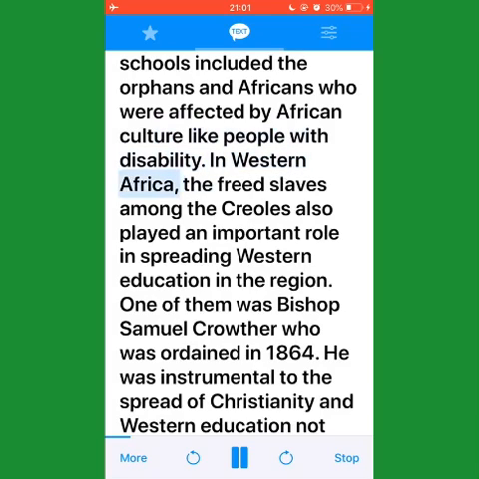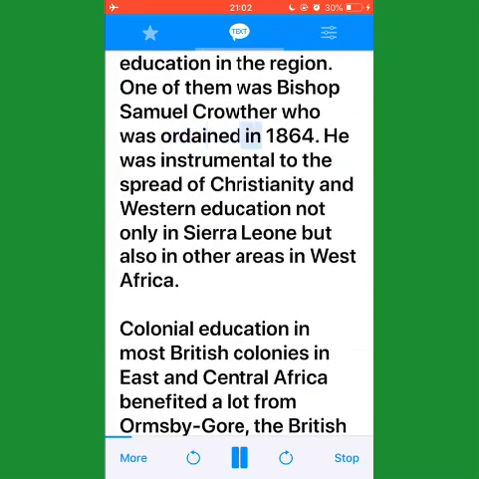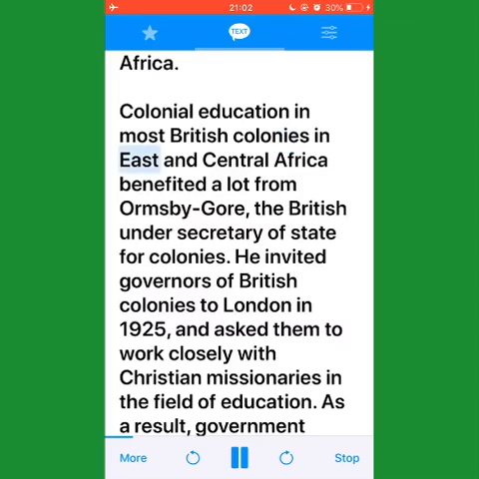In Western Africa, the freed slaves among the Creoles also played an important role in spreading Western education in the region. One of them was Bishop Samuel Crowther, who was ordained in 1864. He was instrumental to the spread of Christianity and Western education not only in Sierra Leone but also in other areas in West Africa.